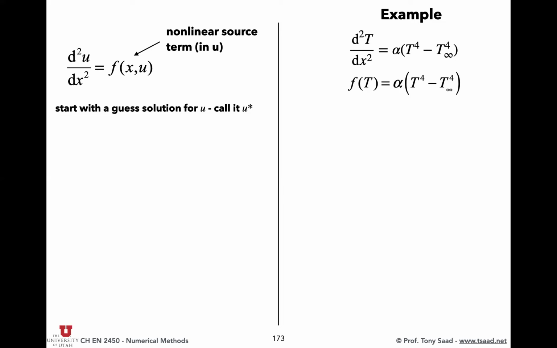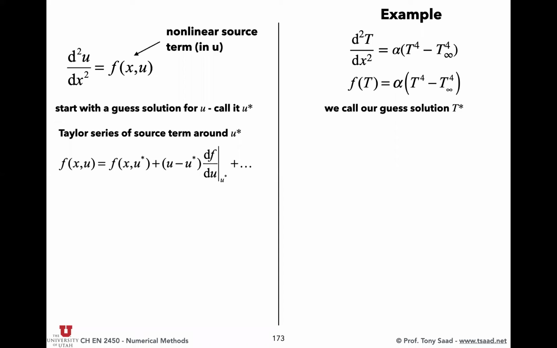So we're going to assume a guess. It could be the initial condition for the problem or one of the boundary conditions, for example, in this case, t left or t right. Call it u star. For our example, we're going to call this t star. Then we're going to write the Taylor series of the source term around u star. Now remember, the Taylor series was our preferred method to linearize a nonlinear equation. And that's what we're going to do here.